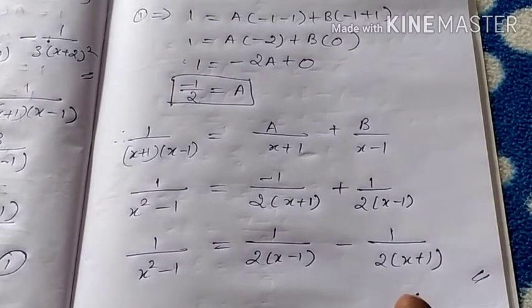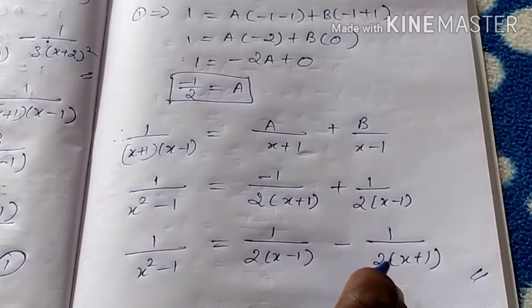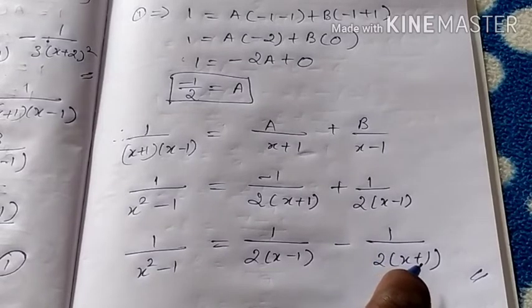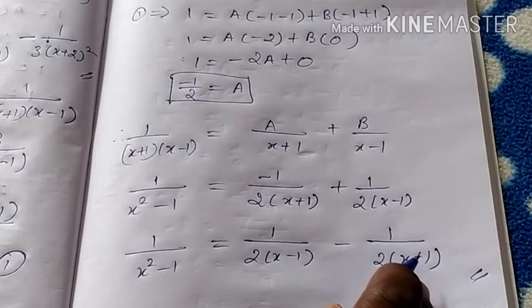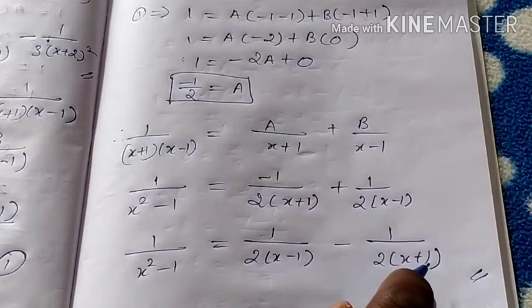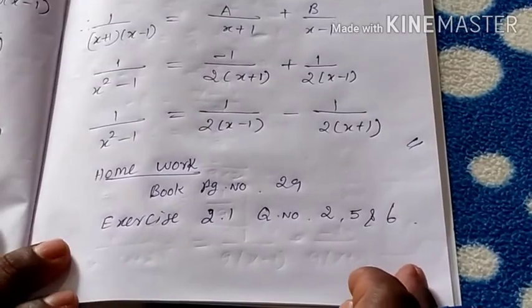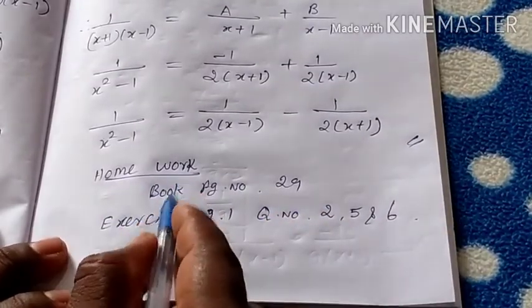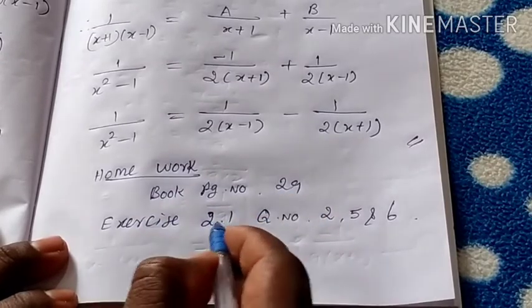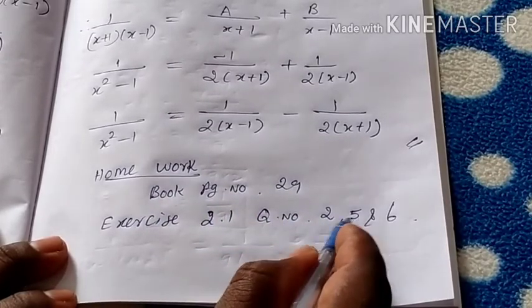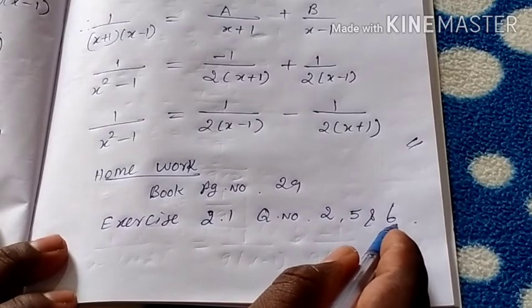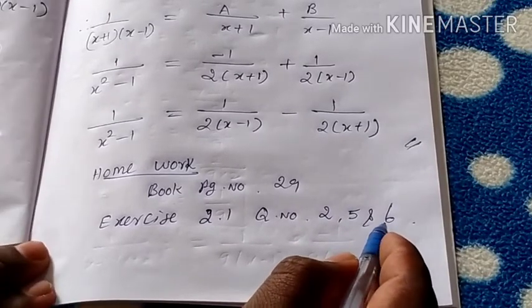Have you understood? In this manner, do 5th and 6th question as homework. Okay, the 5th and 6th question are the same manner as the 3rd question. Okay, using the 3rd question steps, find the partial fraction of 5th and 6th question. Okay, dear students, today's homework, book page number 29, exercise 2.1, question number 2, 5 and 6. Okay, find the partial fraction.